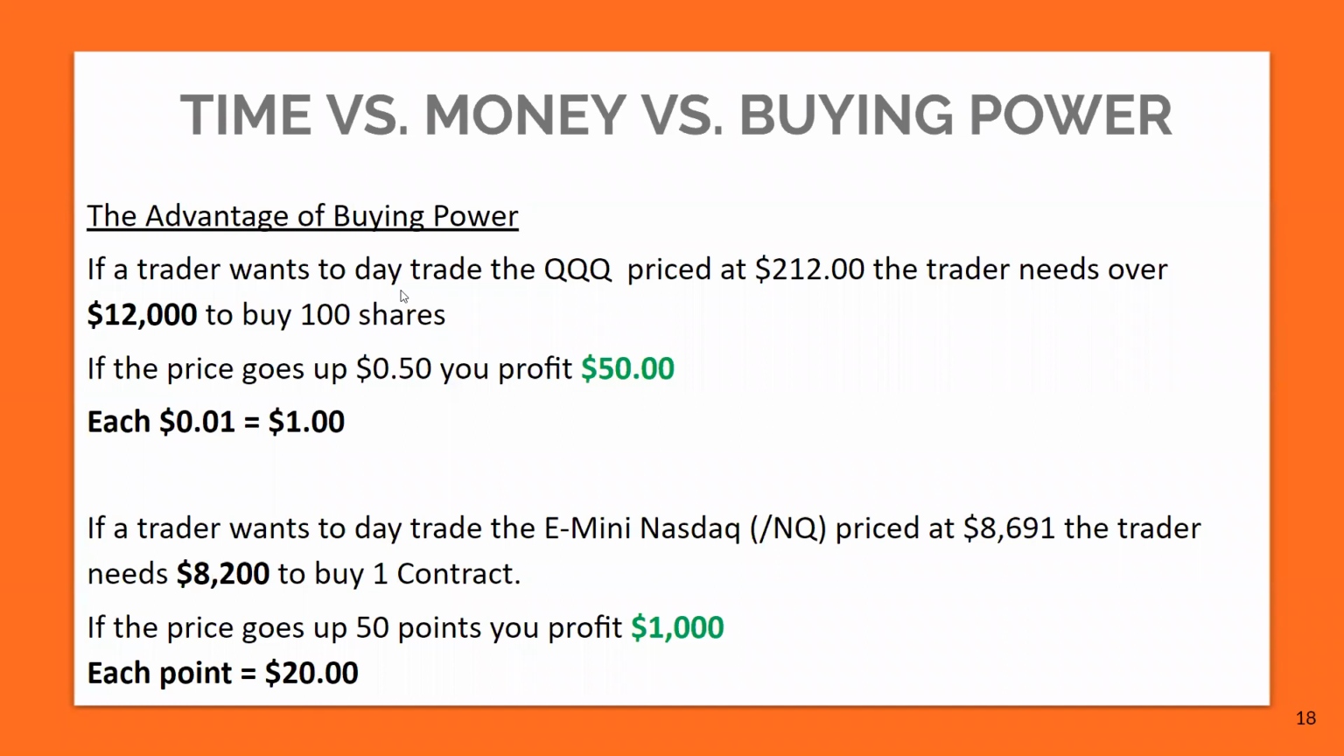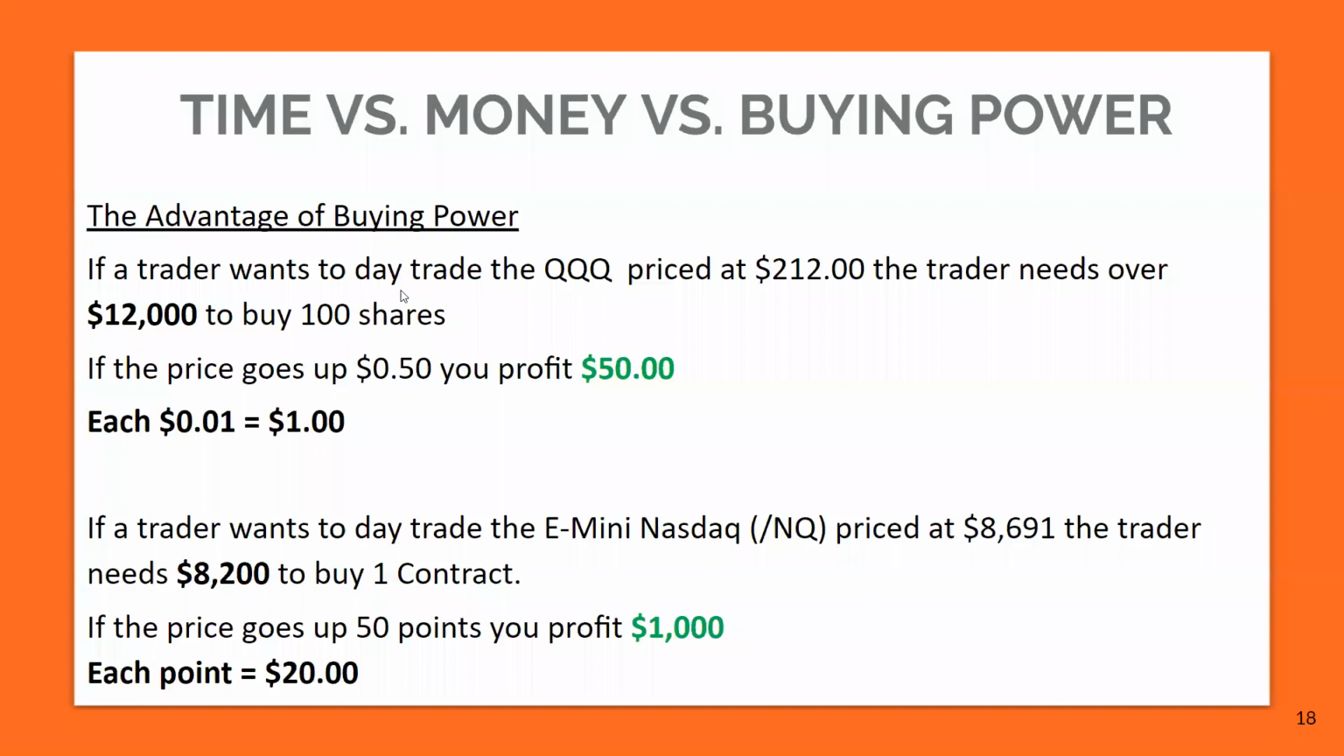So time versus money, for those of you that are still trading stocks, remember, I come from a stock trading background. There is a huge advantage in buying power. So let's say a trader wants to trade the Qs that are priced hypothetically at 212. You need about $12,000 or more to buy 100 shares. And if the price goes up 50 cents, then guess what? You're going to make $50. That's good money for 100 shares. But guess what? You only can buy 100 shares. But if a trader wants to buy, let's say the mini Nasdaq, which is priced, let's say at $86.91, the trader needs to have about $8,200 now because of the volatility.